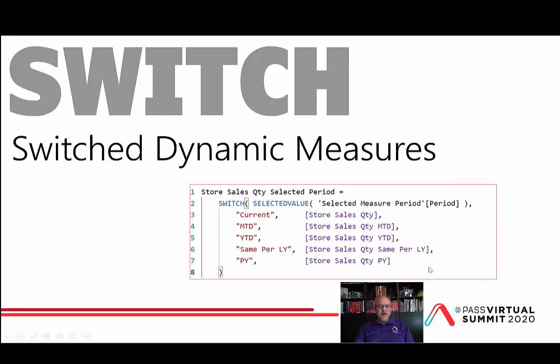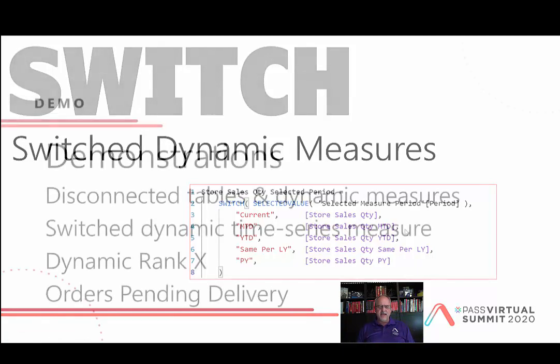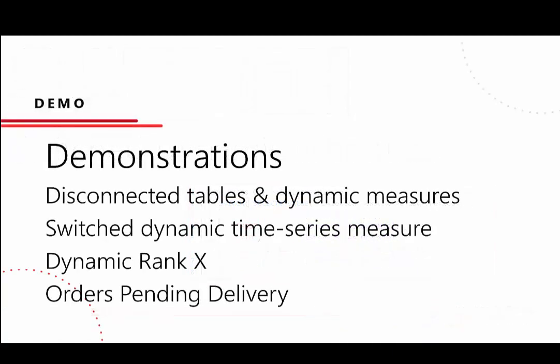And so if the user has selected the word current, I'm actually going to switch out this measure, and I'm going to return the value of a measure called store sales quantity. If the user has selected MTD, then I'm going to return store sales quantity MTD, etc. So you can see that I'm kind of playing this shell game with different measures that I've created. All right, let's take a look at some demonstrations.